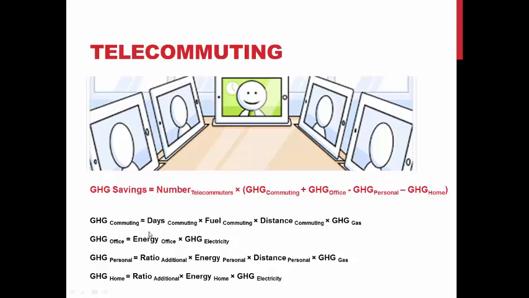The greenhouse gas associated with commuting is really a function of the distance you're commuting and the fuel you're consuming over that distance, and then how much you're actually saving in terms of how many days you're working from home. And then the office versus home are similar to what we've looked at in the past: basically the energy used in the office as a function of the electricity emissions associated with that, compared to what's being used at home. And then we have this personal trips factor in here as well, because you may not be driving into work, but you may run errands during the day, etc.